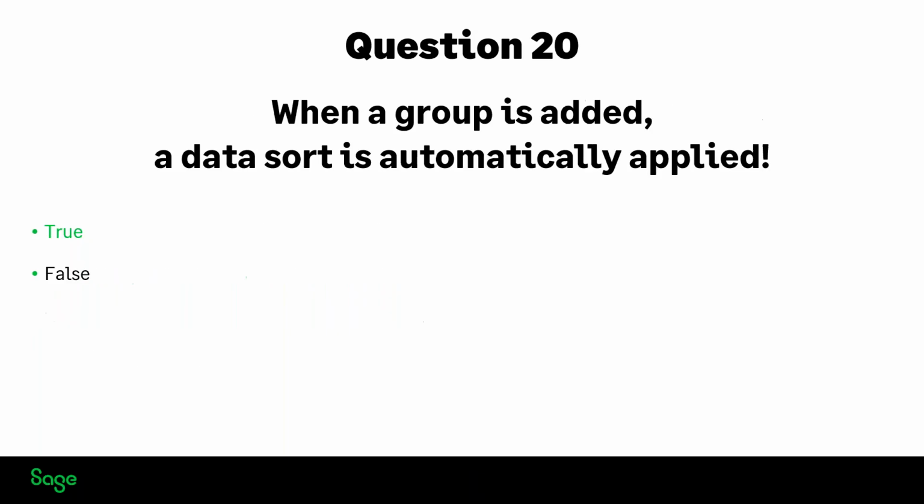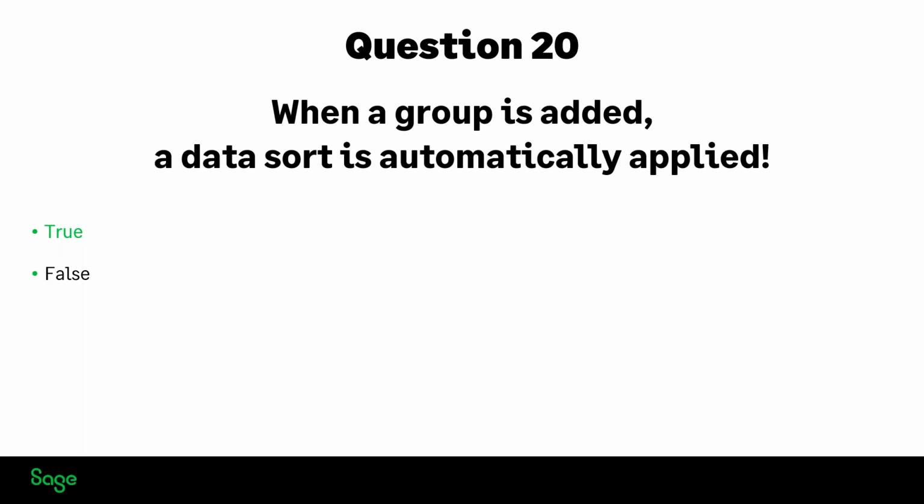And then the answer to the final question, question 20, when a group is added, a data sort is automatically applied. It is true. So you wouldn't see that in the sorts area. Remember, if you're adding a group, you can choose how that group is actually sorted. You can do that manually. By default, it would be in ascending order, but you could choose to change that to descending order if required.